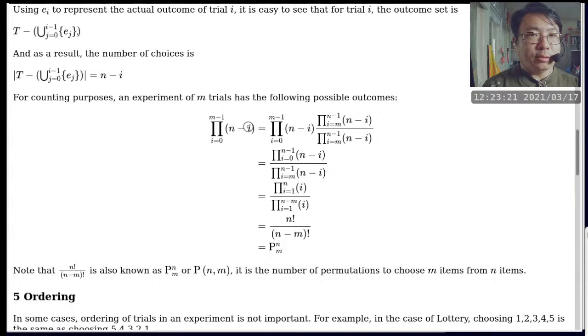So n minus 0 is just n, so we start with n. And then we increment i for each iteration of this pi. So we go from n to n minus 1 to n minus 2, and we stop when i equals m minus 1. m is still representing the number of trials. So when you work out the math, it ends up as n factorial divided by n minus m factorial, and that is also known as permutation. So this is the number of permutations of choosing m items out of an original number of n items.